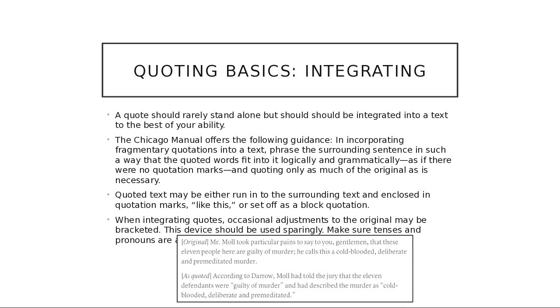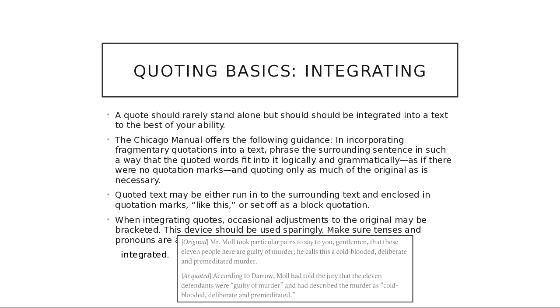So you want to phrase the surrounding text in such a way that the quoted words fit into it logically and grammatically, as if there were no quotation marks. What that also allows you to do is help set up the most important pieces of your quote and start and/or finish a thought around that quote. A good rule of thumb is you really never want to start and end a sentence with a quote, right? There should be your words on either side of it and ideally on both sides of it.